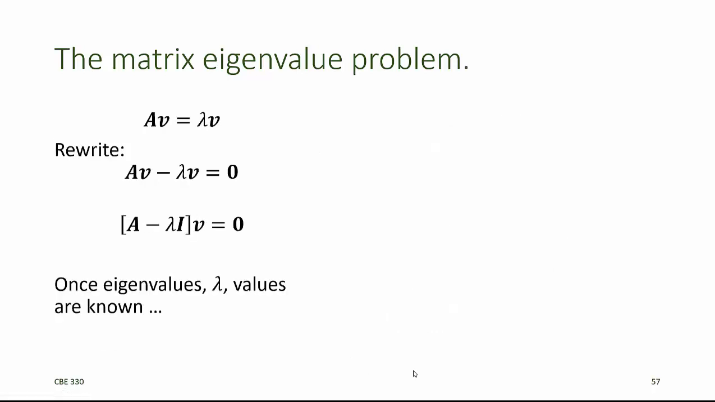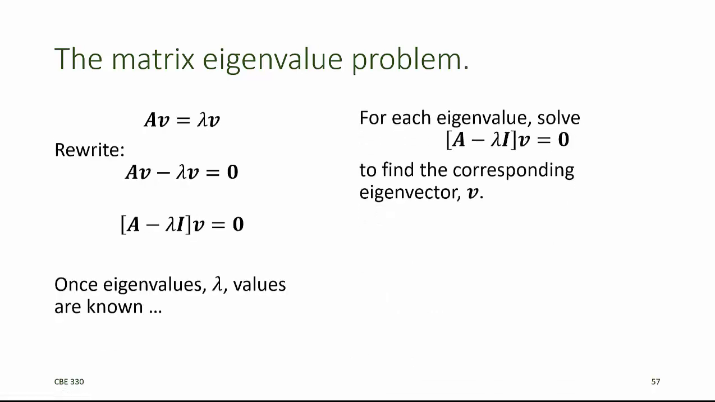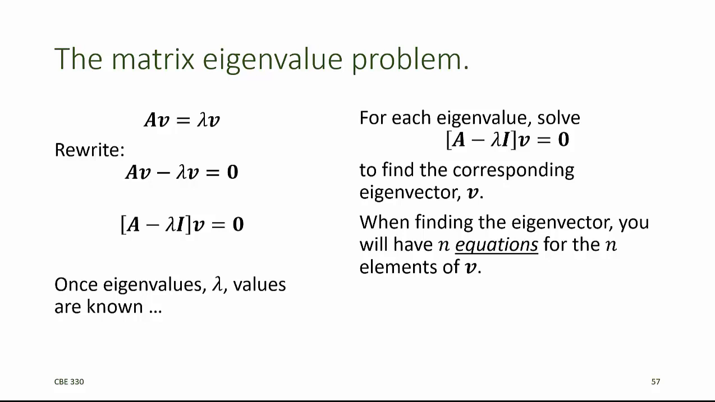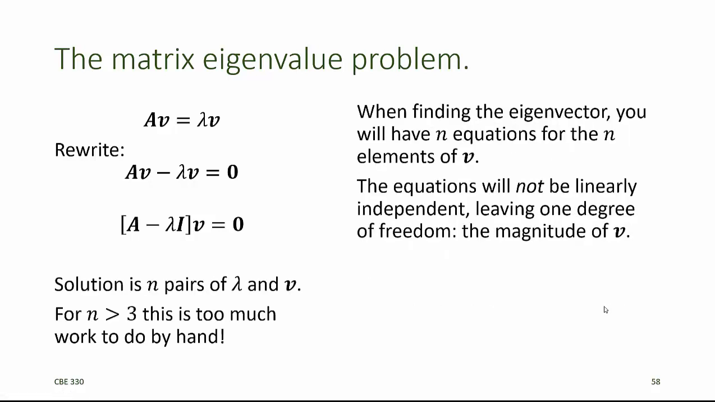Once each of the eigenvalues lambda is known, then we can take those eigenvalues and plug them back into this equation to solve for the corresponding eigenvectors for each eigenvalue. When finding the eigenvectors, we will have n equations for the n elements of the eigenvector v, and we can do that for each of the eigenvalues lambda. That will give us n pairs of lambda, the eigenvalues, and v, the eigenvectors.